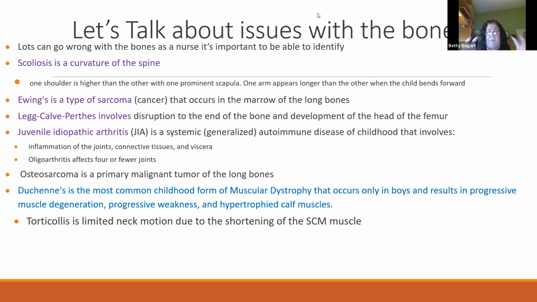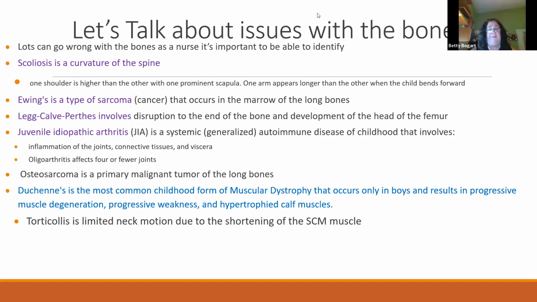And then you see these big, thick, overdeveloped or hypertrophic calf muscles on them. Usually these children need intensive physical and occupational therapy. They usually end up in wheelchairs. And because it's progressive muscle degeneration, these children usually die in adolescence because their heart's a muscle, it degenerates, right? And their diaphragm's a muscle. So it's usually cardiac and respiratory function just stops working and they die.